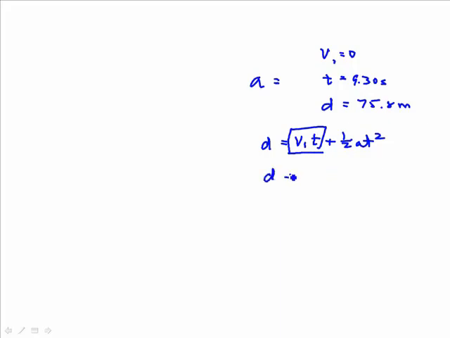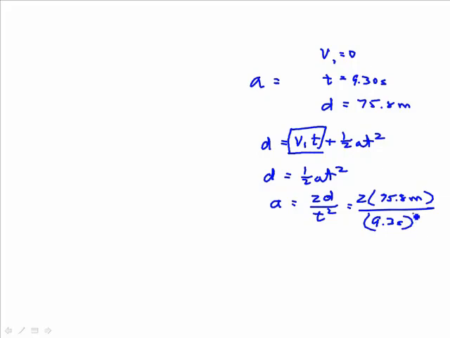But since D is equal to 1/2 A T squared, then A is equal to 2D over T squared. And that would be 2 times the distance, 75.8 meters, divided by the time of travel, 9.3 seconds squared. Now don't forget to square that. A is equal to 2 times 75.8 divided by 9.3 squared, and you get 1.7528 meters per second squared. And so you probably round that to 1.75 meters per second squared.